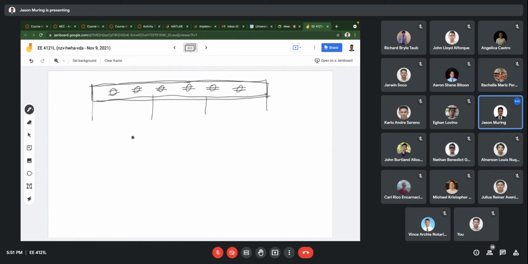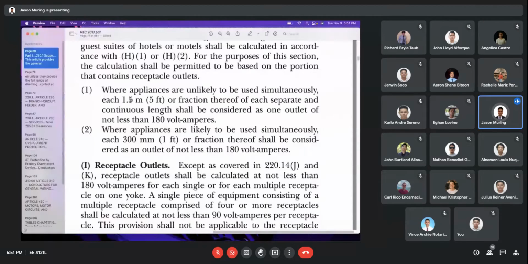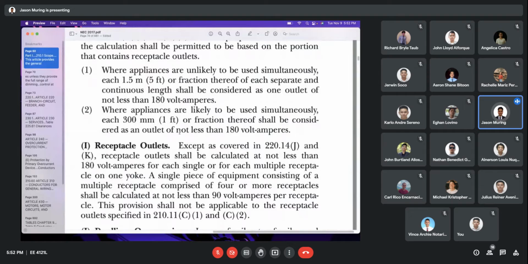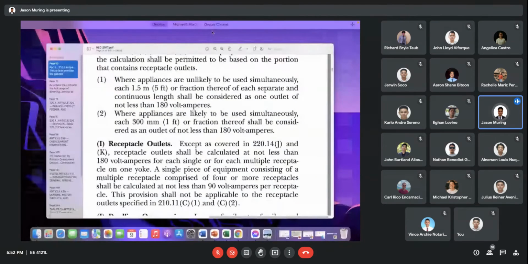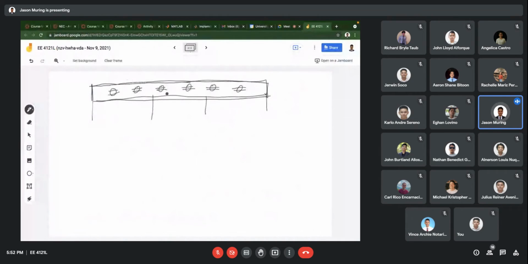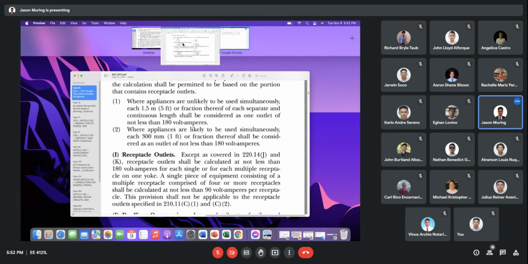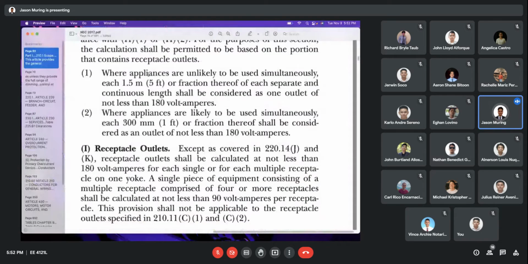Okay, so again, these are the requirements: 1.5 meter, so we have not less than 180 volt ampere. By the way, this is for multi-outlet assembly in which it is possible that they are not used simultaneously. But for example, in SAL, since we are using it for our classes, it is full every time we use it. So therefore the use is simultaneous, and we base our calculation on this H2.